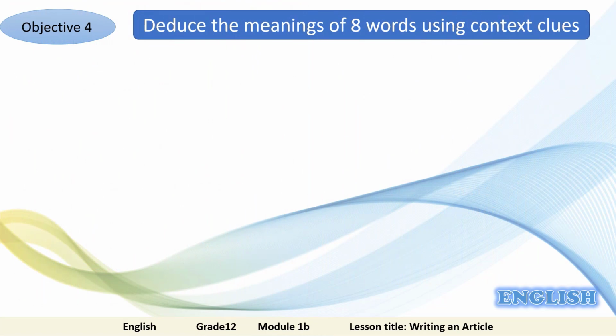Let's move on to objective number 4, which is to deduce the meanings of a word using context clues. What do I mean by that? Usually in formal text, we use formal language. Sometimes we come across words that we do not know because they are formally written. We need to look around the difficult word in order to understand its meaning. The sentences around the difficult word are called clues, context clues.